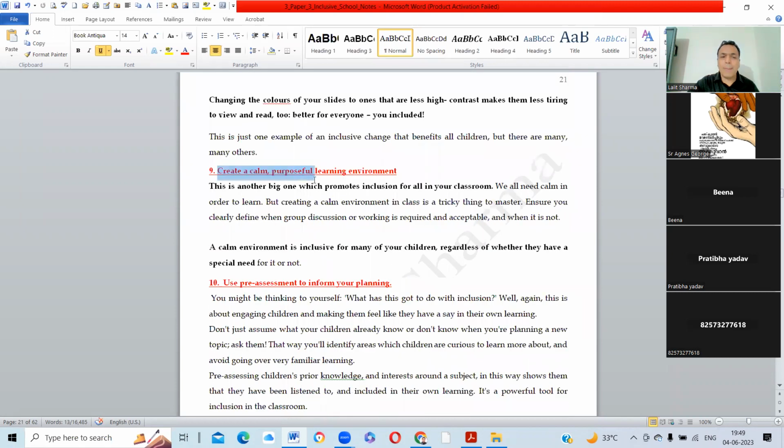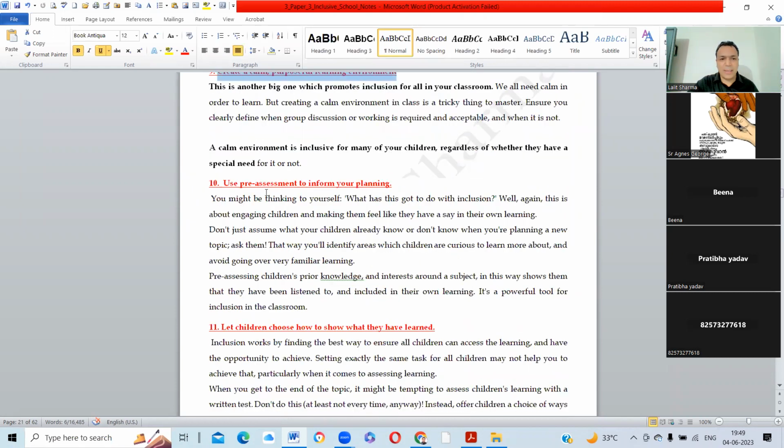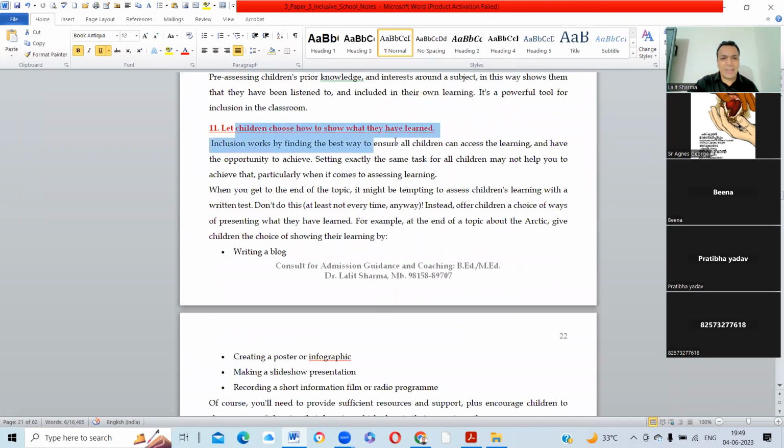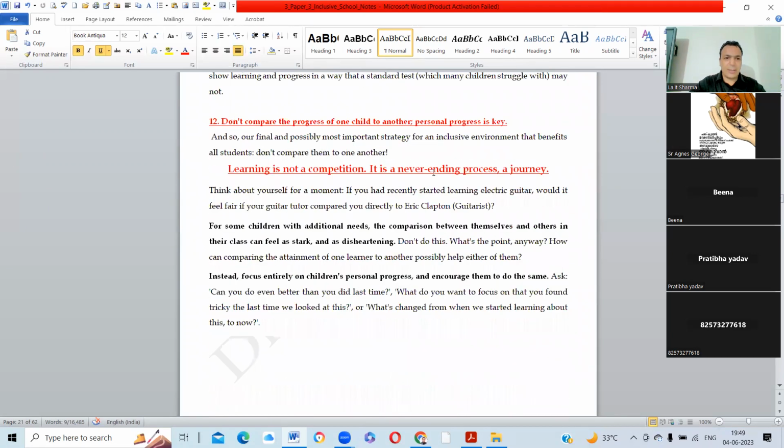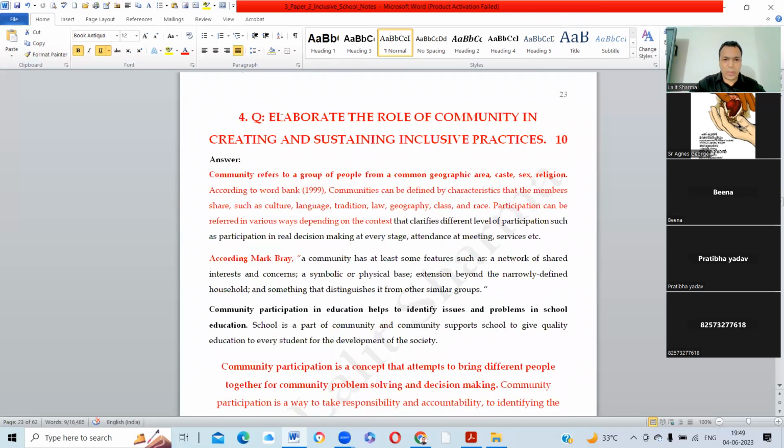Create a calm, purposeful learning environment. Use pre-assessment to inform your planning. Let the children choose how to show what they have learned. This is called a conducive environment. Very simple. Okay, right? So the next question is the fourth one.